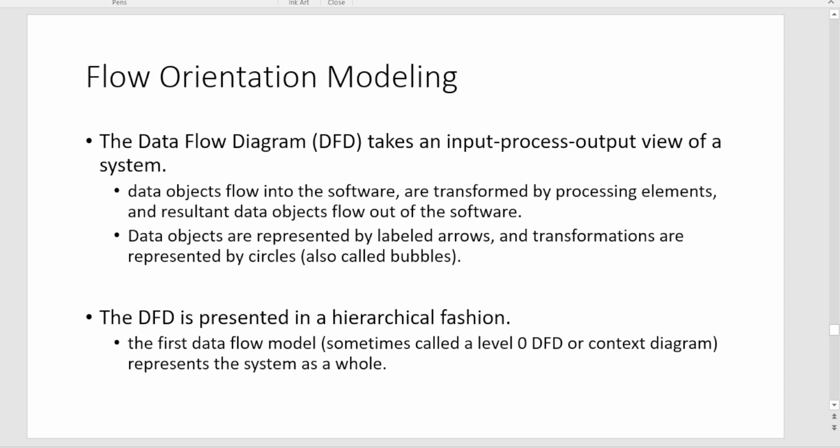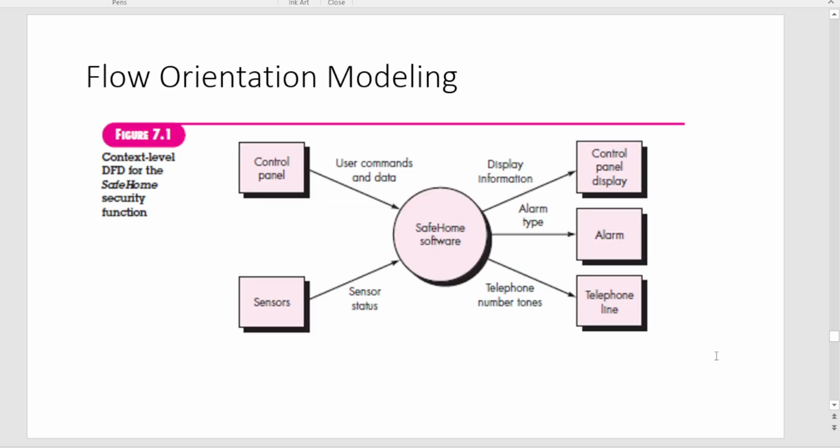If I say that the first level of the hierarchy is called the context form, the level 0 DFD, it is the most abstracted form. It doesn't tell you what the process is. It always tells you what the inputs and what the outputs are. The next level will be expanding the process, keeping the inputs and the outputs intact. Okay, so to understand this, let's see one simple diagram from the SafeHome scenario. This diagram tells you about the SafeHome process.